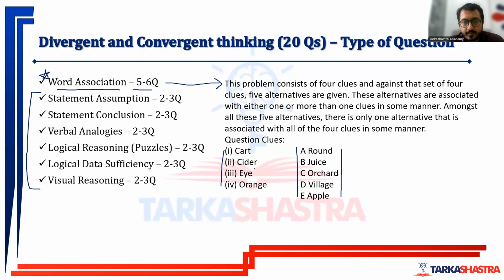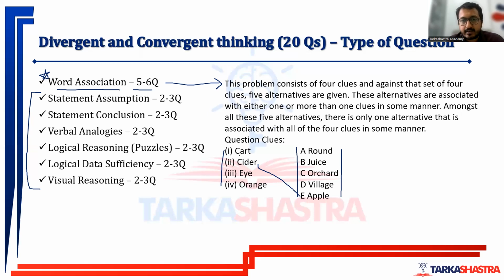Cider will go with apple, right, because apple cider we have heard. Then I can be related to round, or orange can be related to juice, something like that. Okay, but then we have to connect them to a single word. So the example which I am giving you, I already know the solution for it, and that is why you might find it easy. But these 5-6 questions which you will get are a bit difficult.